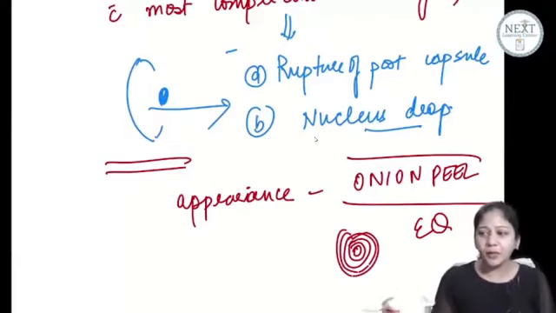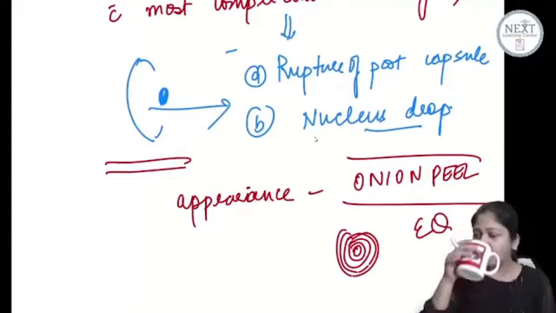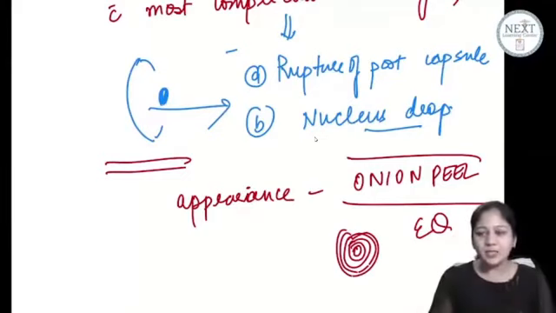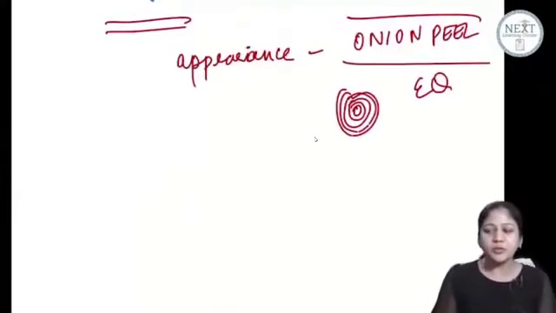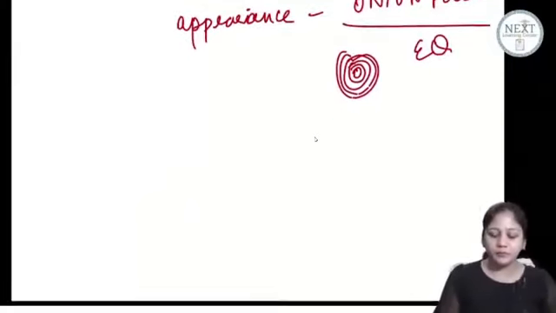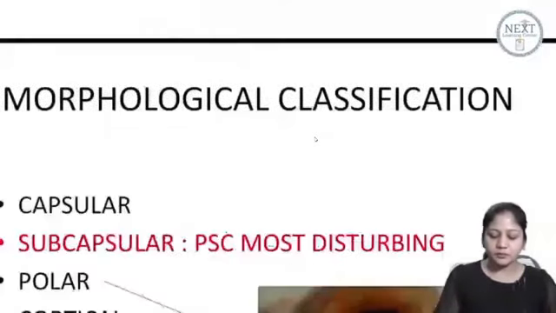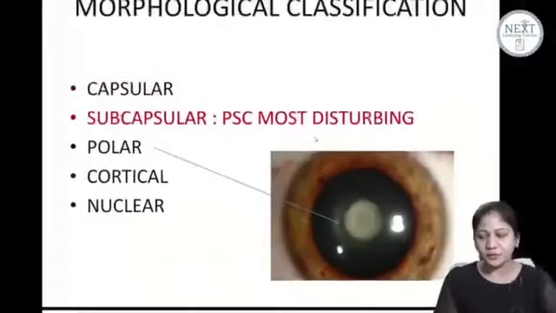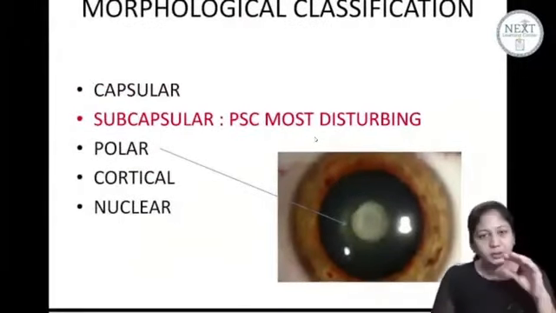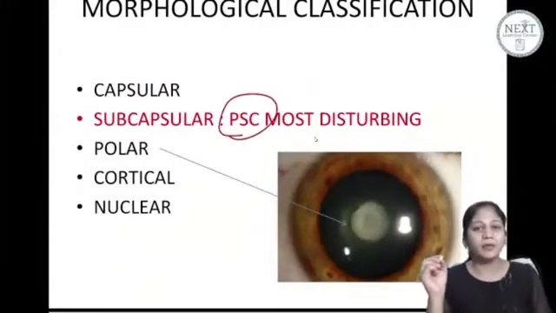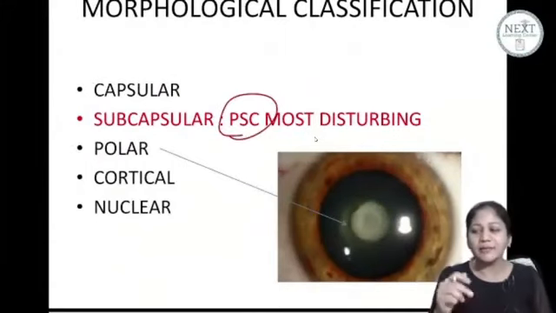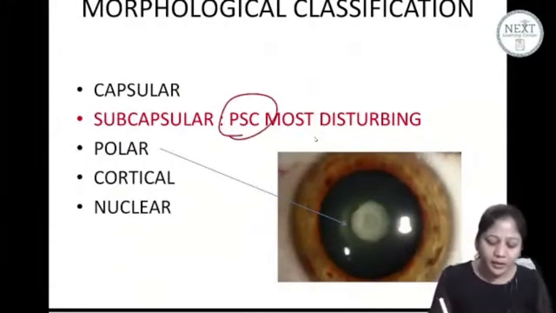Everyone agree? Everyone understood? Okay, so two things we should know here. In a short while, I'll show you a picture also. Please all of you see. So this is the topic which we have read. PSC is what? A posterior subcapsular cataract, which is visually most disturbing, and this is typically your onion peel appearance.